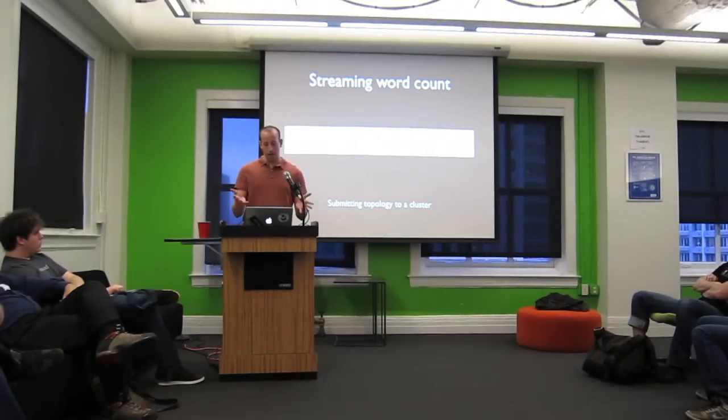Okay, so let's say now you have your topology. Let's say you want to run it on a cluster. Here's what the code looks like to do that. First, you create a configuration for your topology. This configuration is just used to tweak various aspects of how your topology runs. So here we say we're going to set topology workers to 10. This means there will be 10 physical processes launched across the cluster to do your processing, and then your tasks will be evenly spread across those workers.